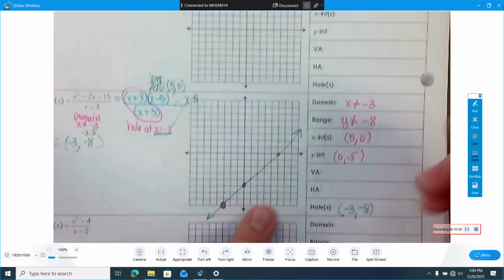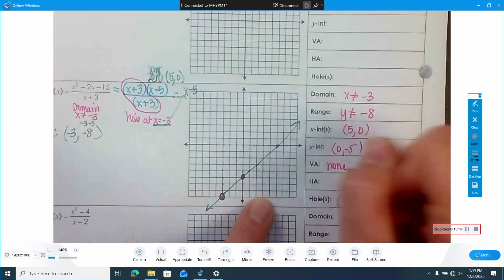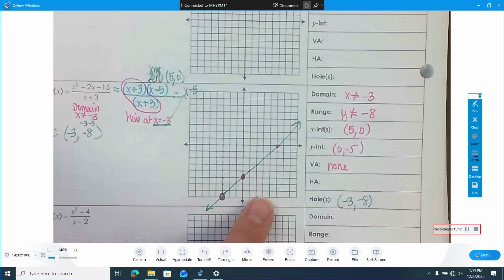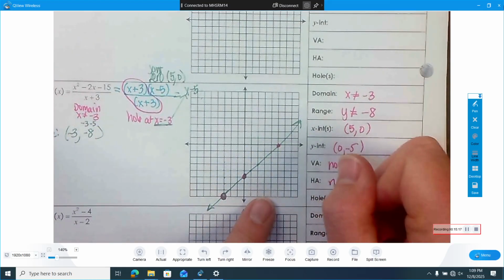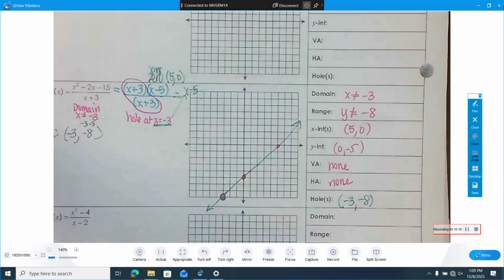Well, there is no vertical asymptote in this case because it happens to be a hole, and there is no horizontal asymptote. Neat thing about rational functions is they're all a little different, which is kind of interesting.